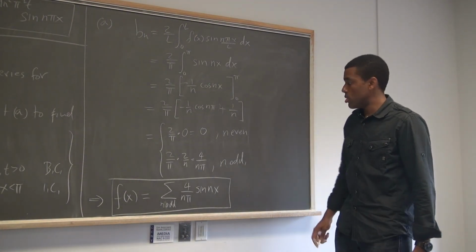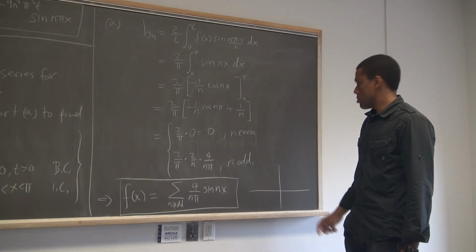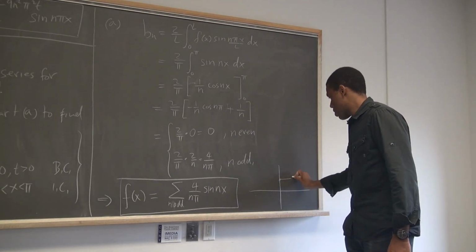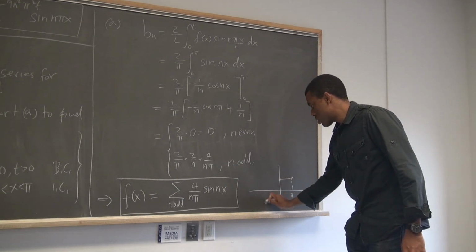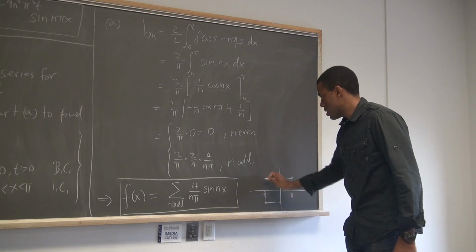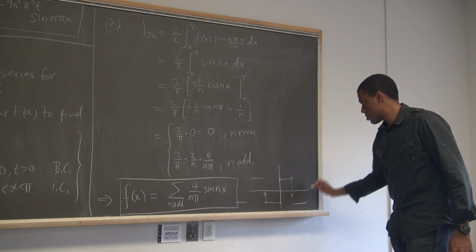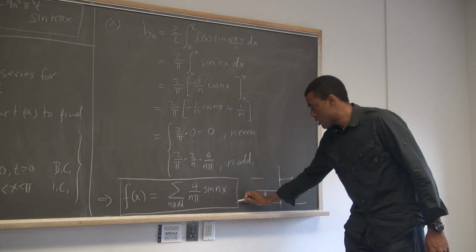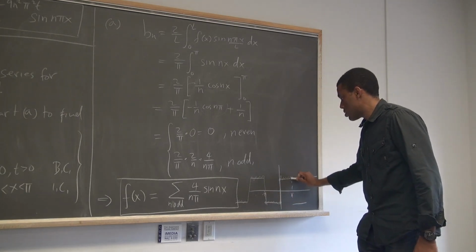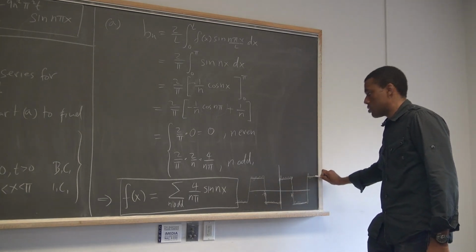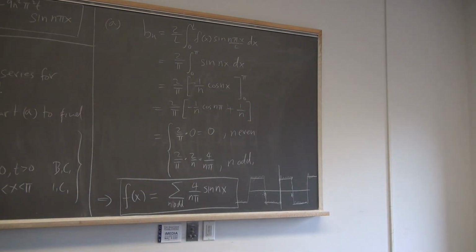So that would actually look like the function 1 on 0 to pi, and then negative 1 from 0 to minus pi, and then this repeats. And your Fourier series would look like that. Okay, so that was part A.